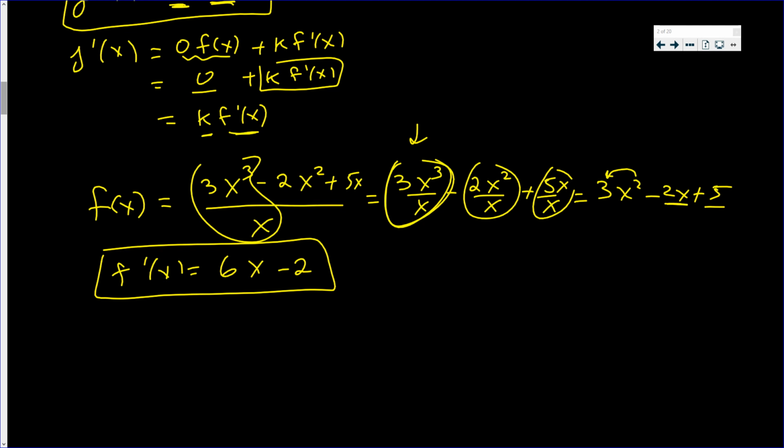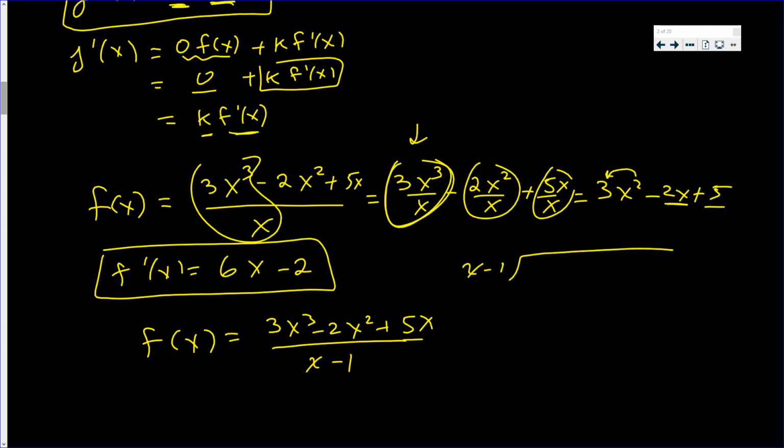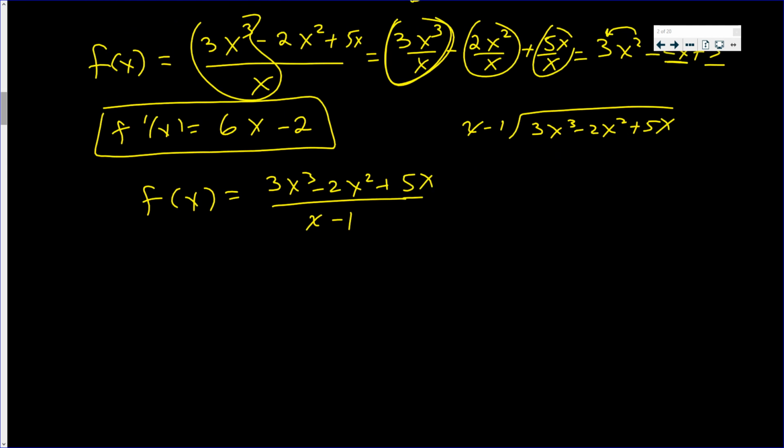Now, suppose you have this problem. Suppose you have f of x is equal to 3x cubed minus 2x squared plus 5x, same as the last numerator, but now we're dividing by x minus 1. Now, if you want, you can actually do the division. You can do x minus 1 into this. Maybe it'll work out to be something nice. Or maybe not. But I think that it would not be time well spent every time. That is, I would use the quotient rule here.